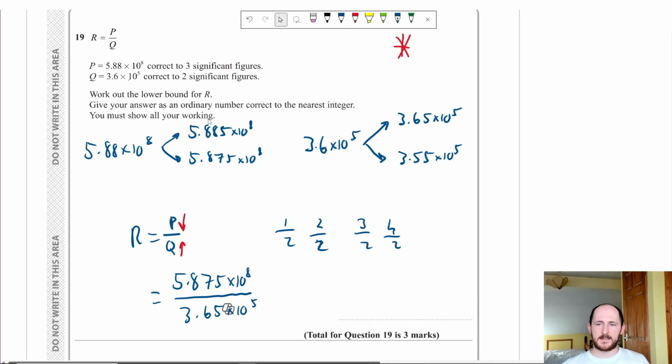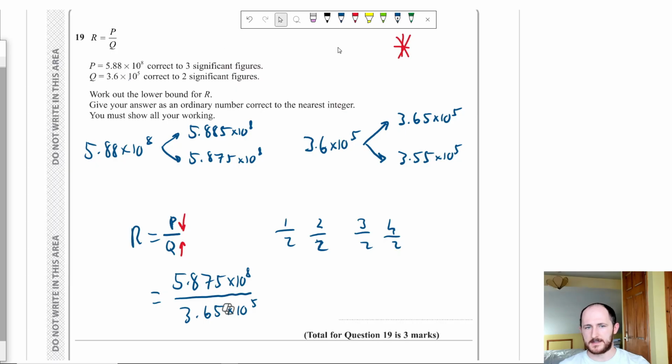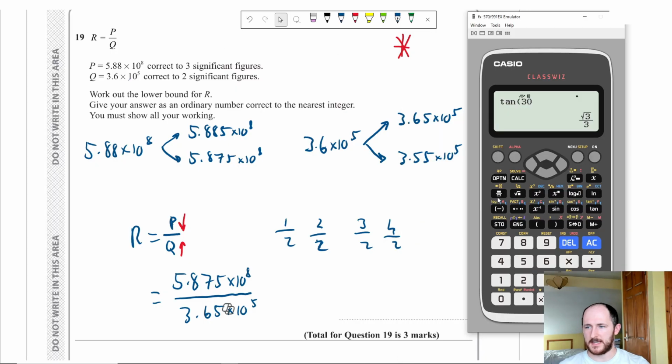And it says giving it as an ordinary number correct to the nearest integer. Yeah, okay, wonderful. So let's just shove this over here. 5.875 times 10 to the power of 8 over 3.65, yep, times 10 to the power of 5. Gives me, to the nearest integer, that's 1610.